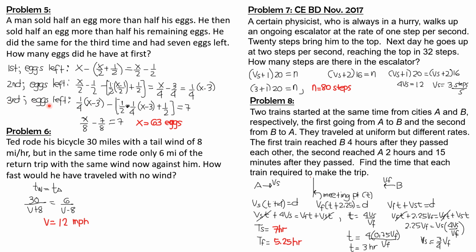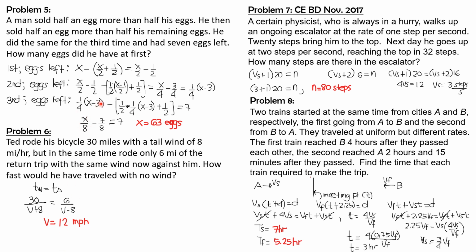After the third selling, eggs left is, so we have 1/4 of x minus 3 left after the second selling. Then half an egg more than half these remaining eggs is sold. So half an egg more than half the remaining eggs, so 1/2 of 1/4 of x minus 3. Then the number of eggs left is 7 from that case. So simplifying, this is x over 4 minus 1/8 of x, so x over 8.